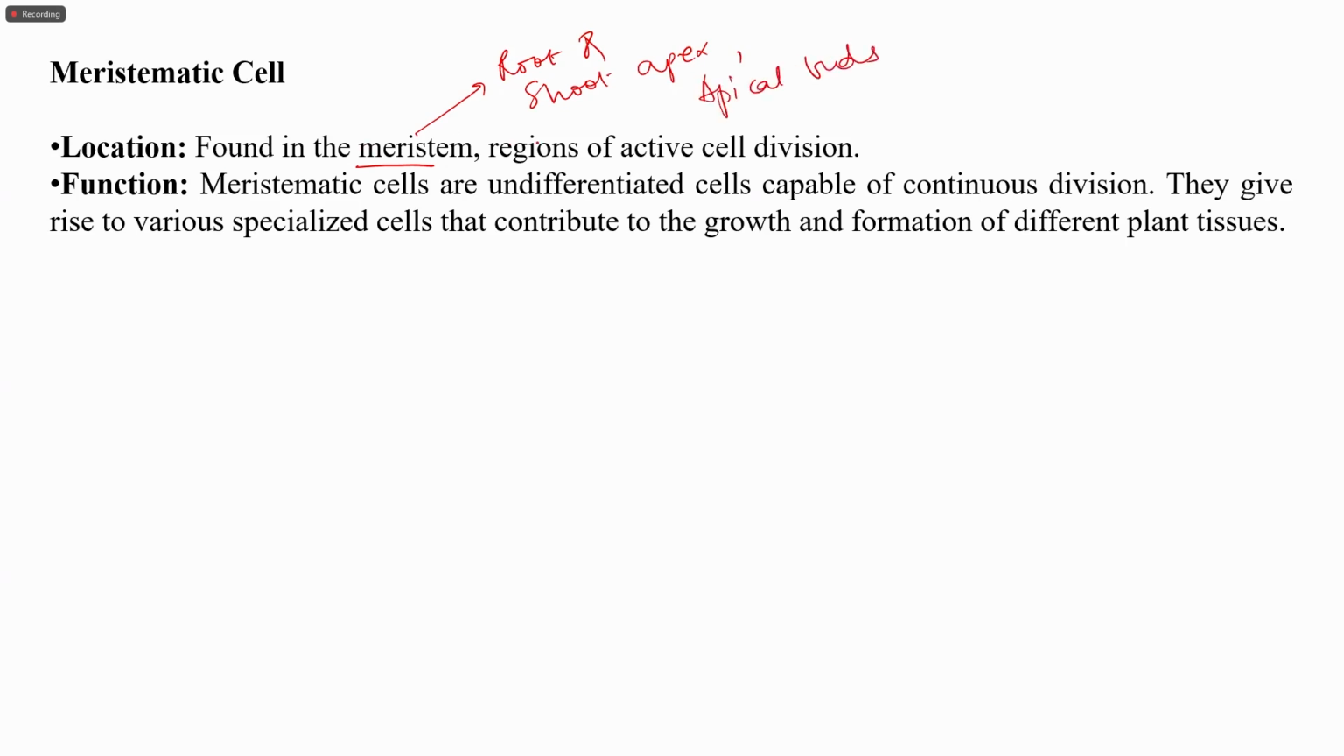So they are found in the meristematic regions of active cell division. Meristematic cells are undifferentiated cells. They are capable of continuous division. They give rise to various specialized cells that contribute to the growth and formation of different plant tissues.